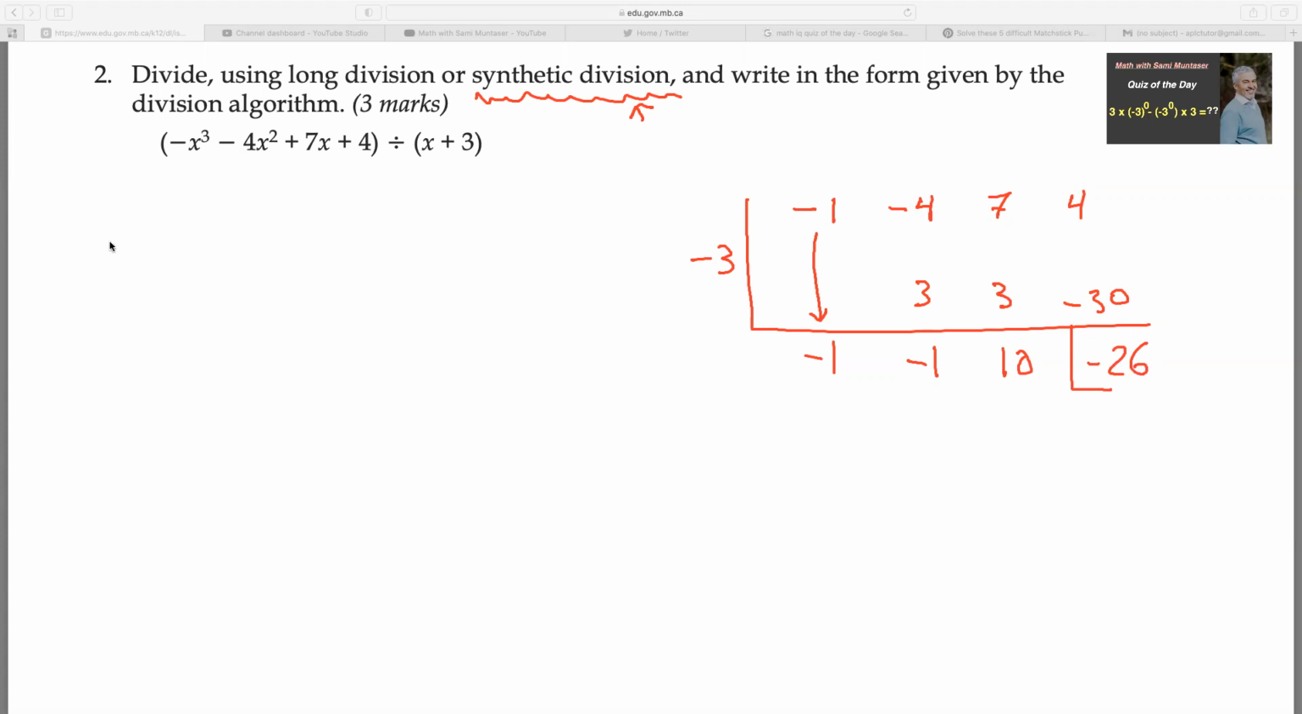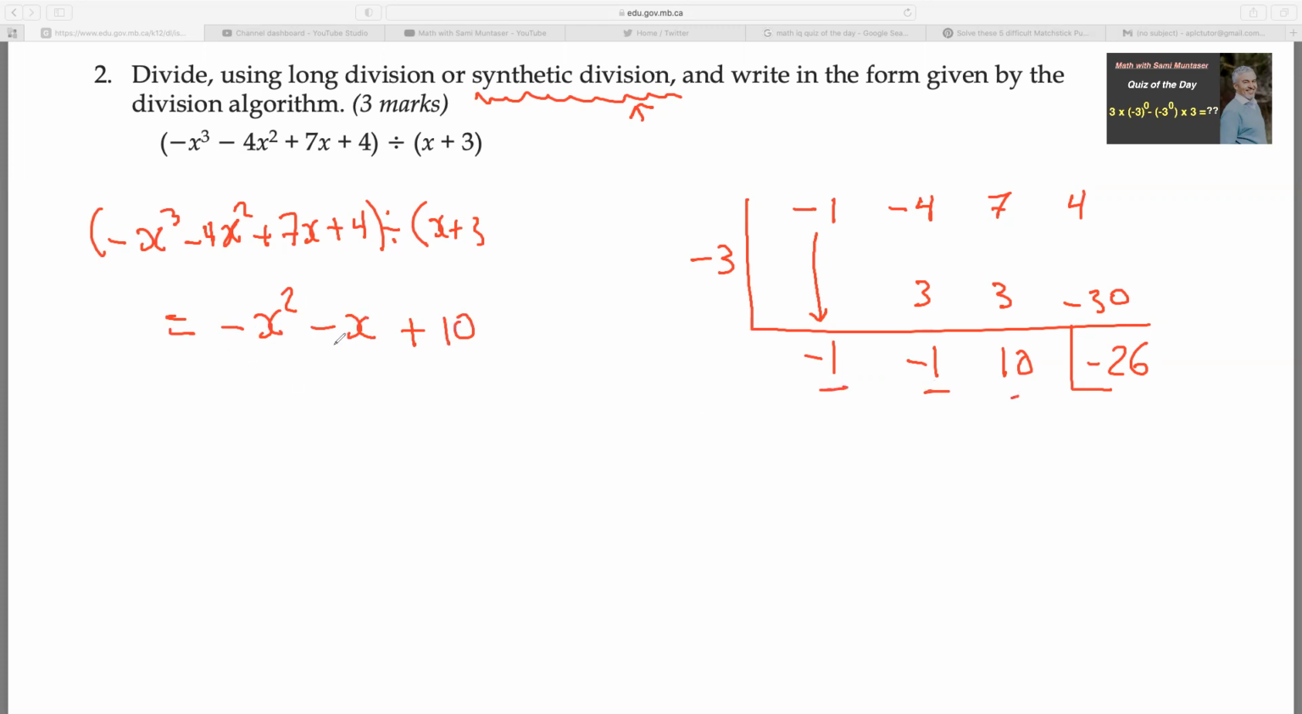So this will give you negative x cubed minus 4x squared plus 7x plus 4, divided by x plus 3, equals negative x squared minus x plus 10. And these are the coefficients right here, right there, and right there. So negative 1x squared minus 1x plus 10, plus a remainder of negative 26, and that should be your answer.